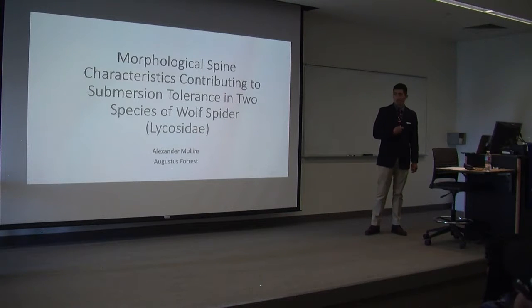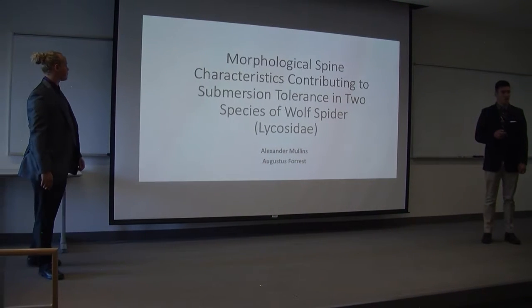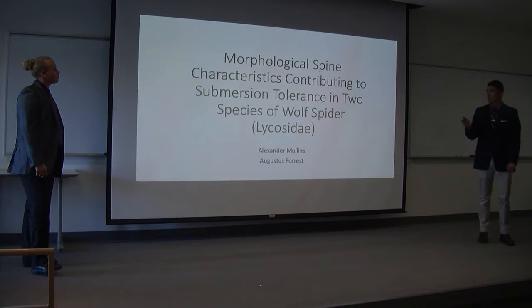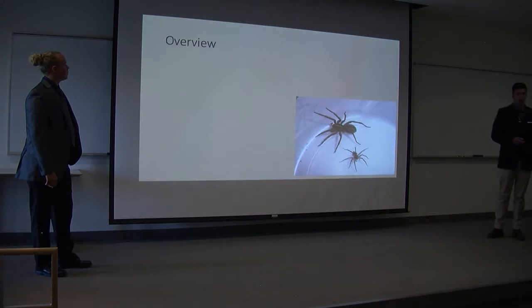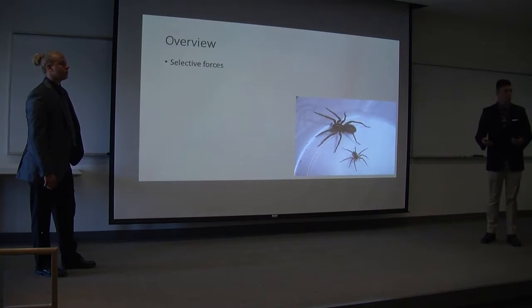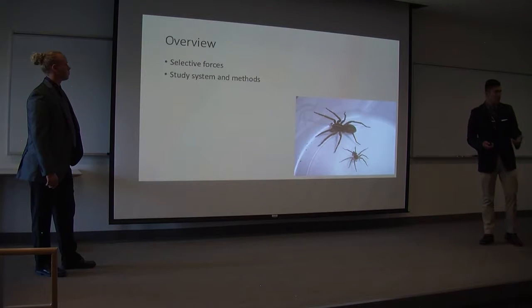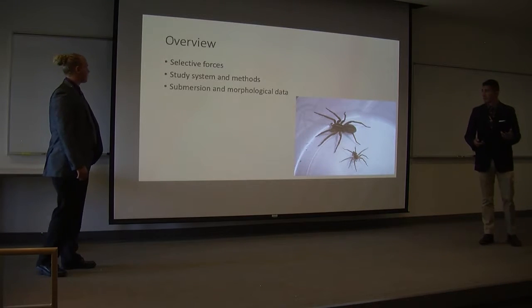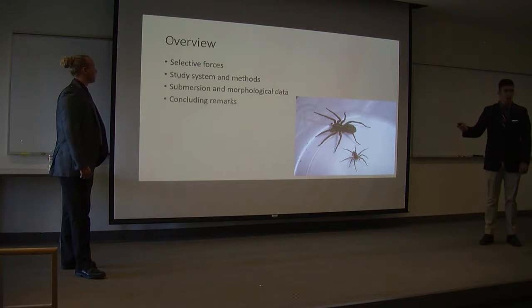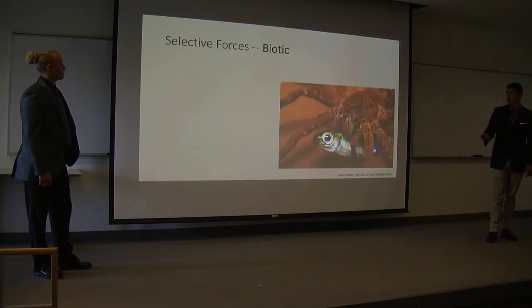Hello, my name is Alexander Mullins. This is Augustus Forrest, and today we'd like to talk to you about morphological spine characteristics contributing to submersion tolerance in 2 species of wolf spider. So to give you a little overview, we'll first be talking about some of the selective forces that have driven this behavior. We'll then go into some of our study system and what we did, as far as data collection and analysis, and then some of the data, and then some concluding remarks and discussion.